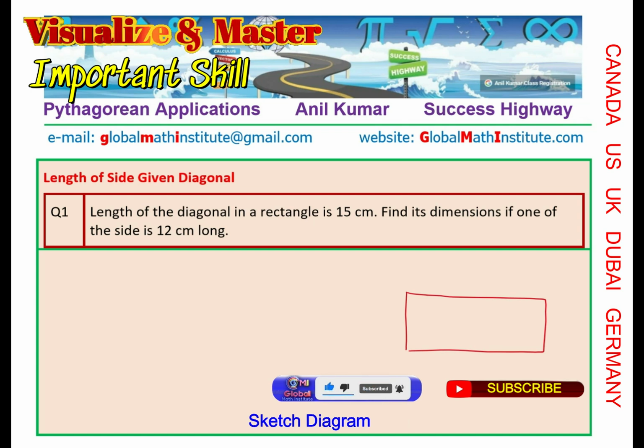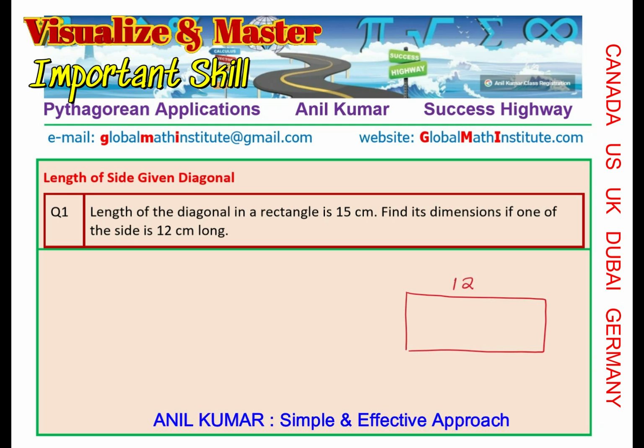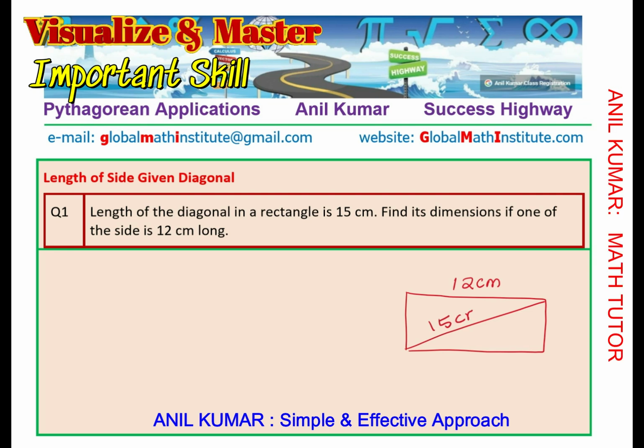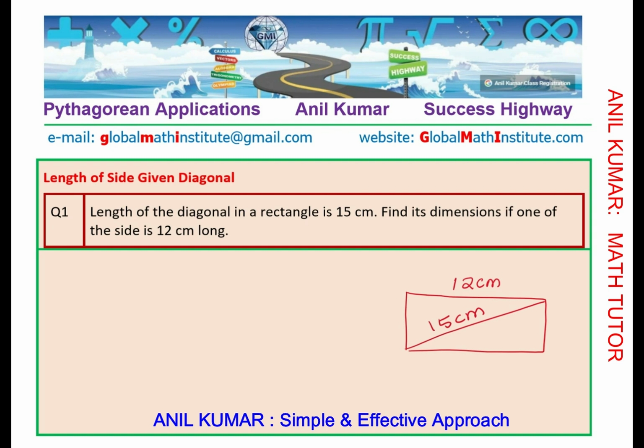So we're given that one side is 12 centimeters and the diagonal is 15 centimeters. Makes sense? So make a rough sketch. Sketch is important. It gives you an idea how to work with it. Find its dimension really means find the other side. Let that side be x.